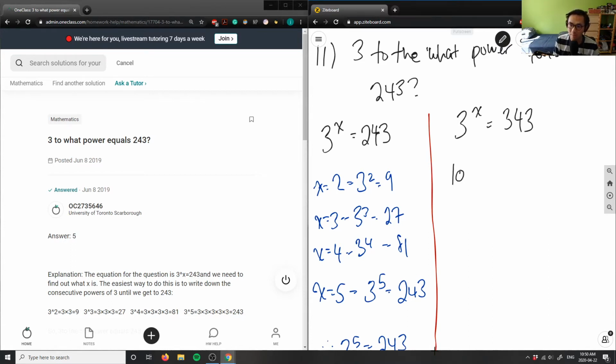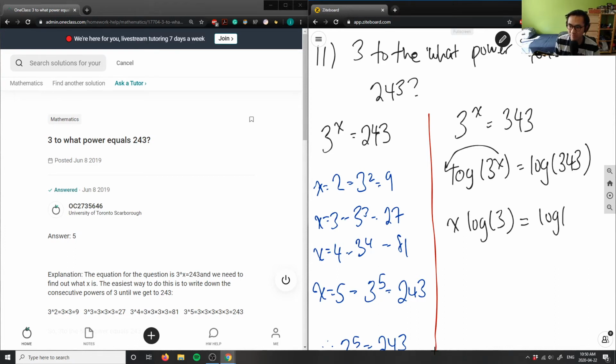So the log of 3 to the x equals the log of 243. So basically I'm taking the logarithm of both sides. What I can do based off my logarithm rules is I can move this x, the power, and bring it down here. So it becomes x log of 3 equals log of 243 here. And to find x, I would simply move log 3 to the other side, right?